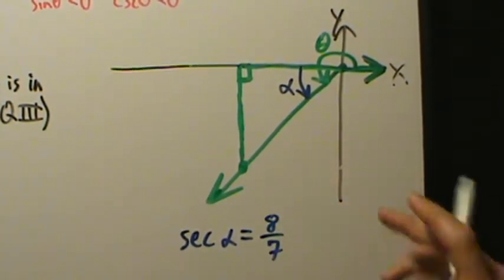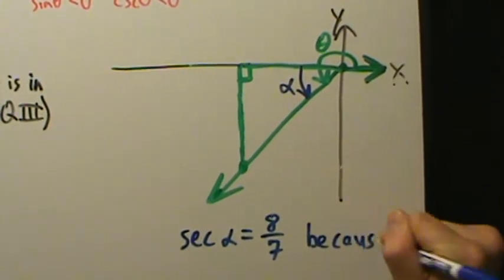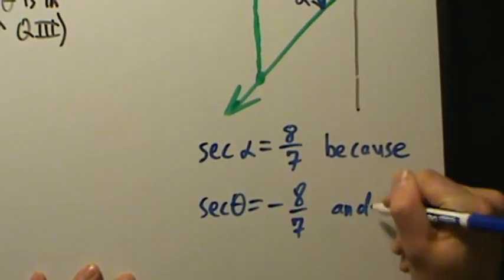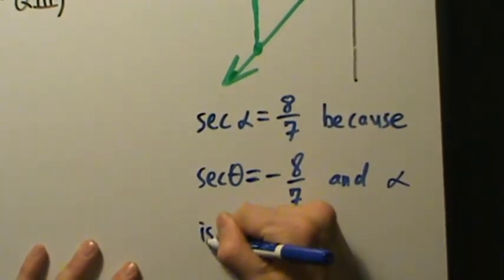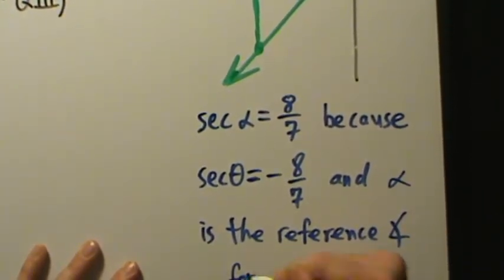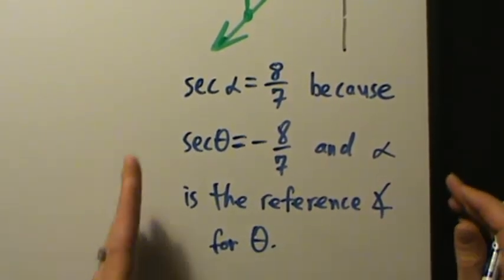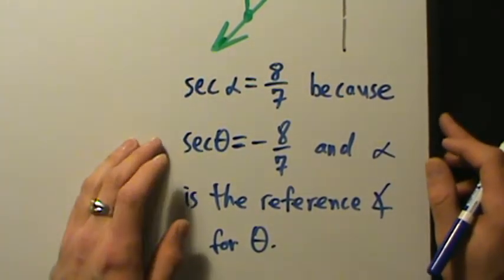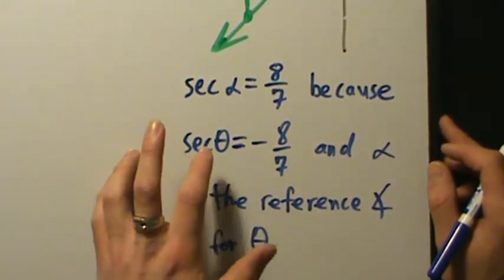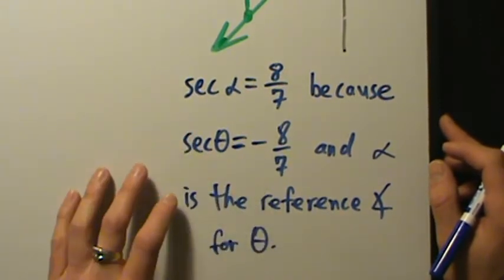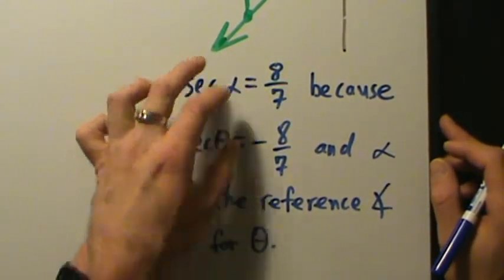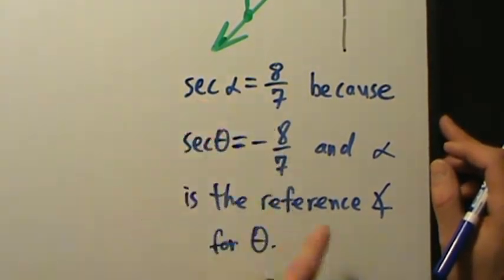8 over 7. Okay, why? Because secant of theta equals negative 8 over 7, and alpha is the reference angle for theta. That's how reference angles and their corresponding angles work. The trig functions at them have the same value, except the one at the actual angle might be negative. In this case, the secant of theta was given to us as negative 8 over 7, so the secant at the reference angle alpha is positive 8 over 7, because that's just how reference angles work.